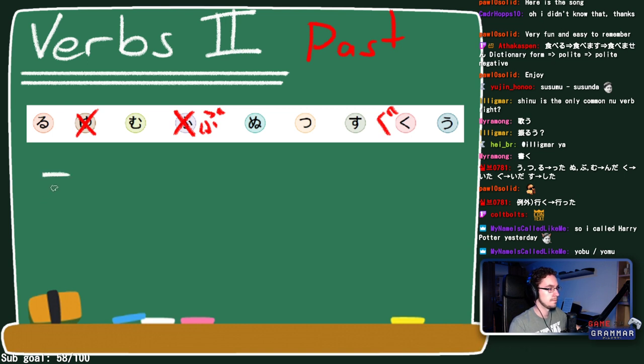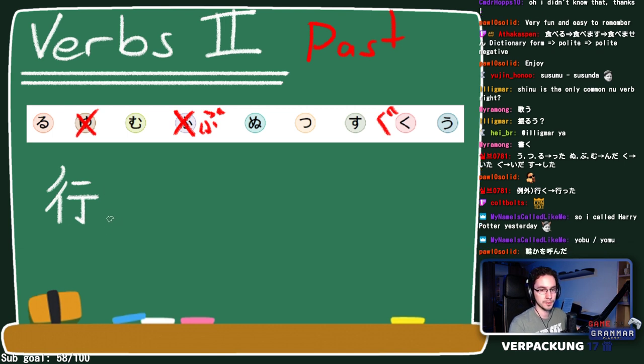So, iku looks like this. Well, it looks like this if you draw it a little bit nicer. Iku, a little bit nicer of a ku. And this here is an iku. Iku in its past tense will actually become itta. Okay, this is an exception. It will actually turn into itta.